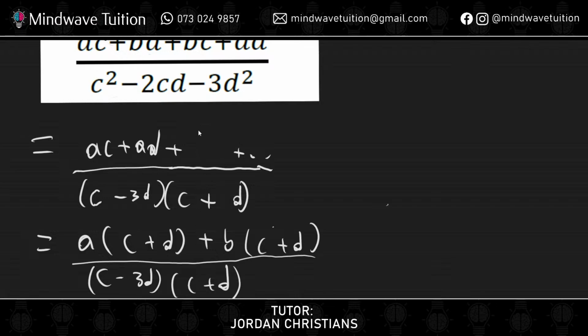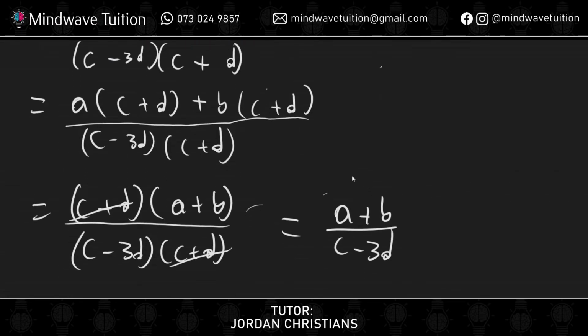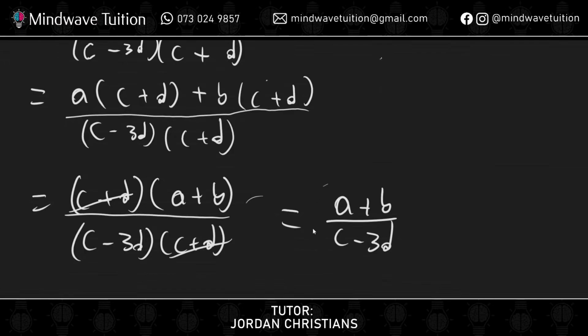This time as BC plus BD. There we go. Now we don't need to worry about a sign swap at all. So we can take out A as the common factor for the top and B as the common factor for the other part. And this will give me the common bracket of C plus D. With that common bracket, we can take that out as the common factor. And now we can cancel out the C plus D for the numerator and denominator. And that will give me the final answer of A plus B over C minus 3D.